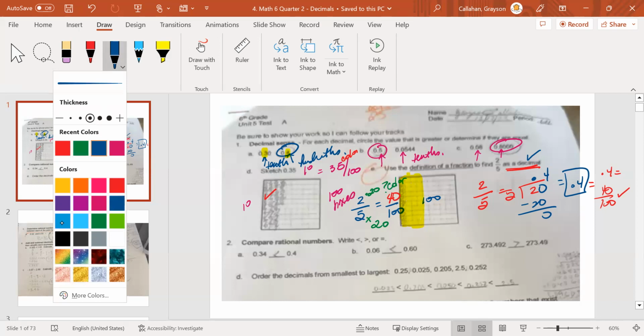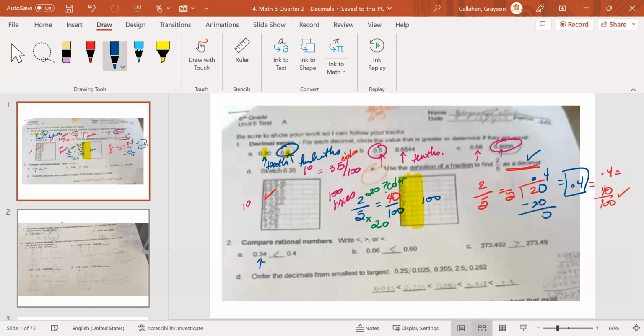It's fine. Number 2, compare the rational numbers: less than, greater, or equal. Again, looking at the tenths, 4 is bigger than 3, so that's correct. Over here, the tenths is 0. This tenths is 6, so it has to be bigger, right? This one, you're in the hundredths. 9 is in the hundredths, but in the thousandths place, you have 2, whereas the thousandths place here is 0. So that one is greater. So you were correct on that.